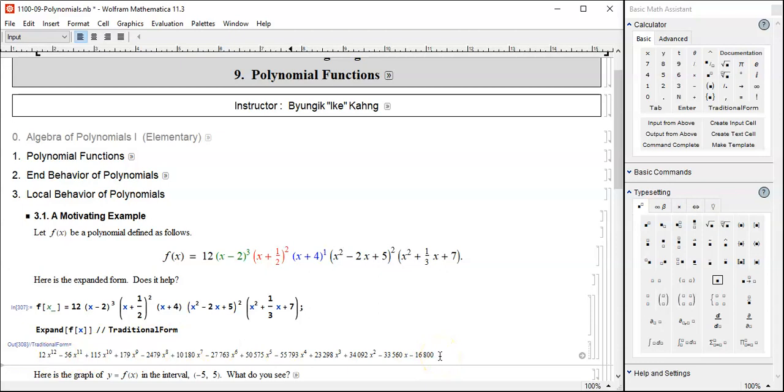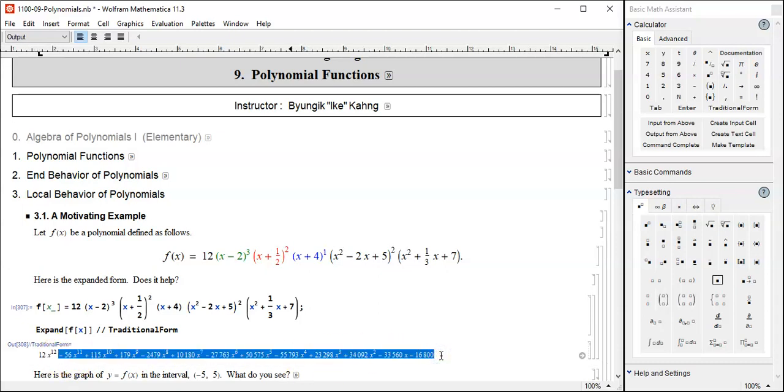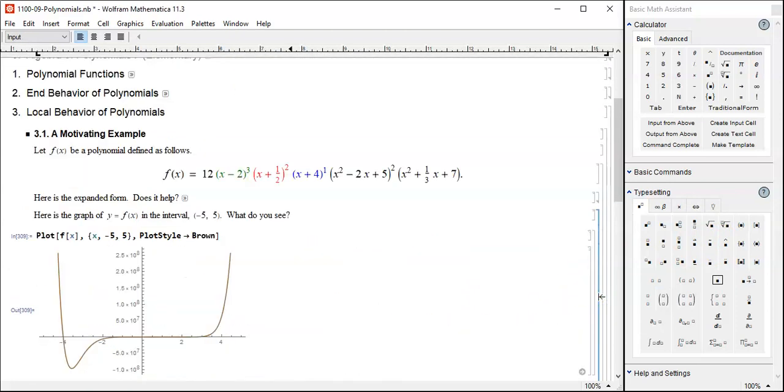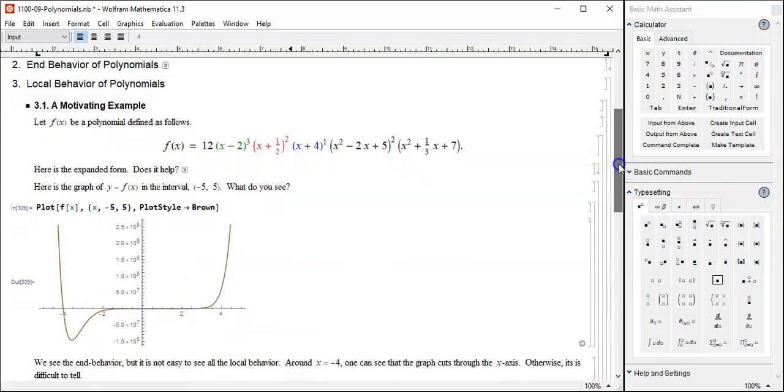And as for the asymptotic equivalence, well, I can throw all these away. I can get 12 times x to the 12th power. So positive number times x to the even power. So this is going to be a U-shaped graph in terms of the end behavior. As for other behavior, it's hard to tell.